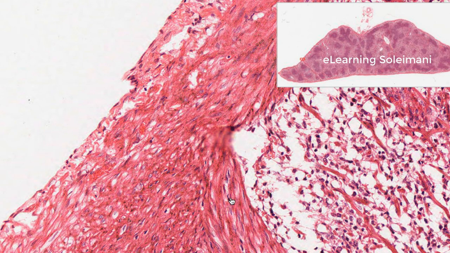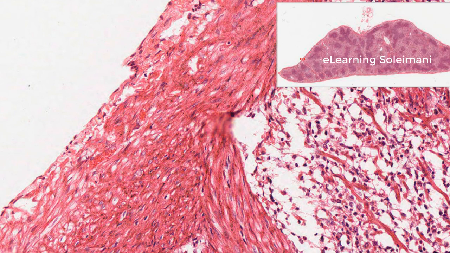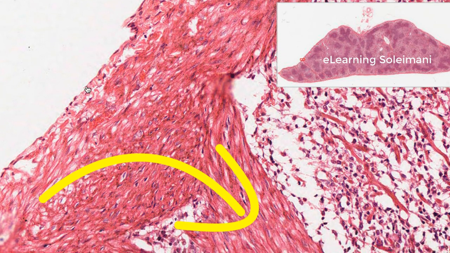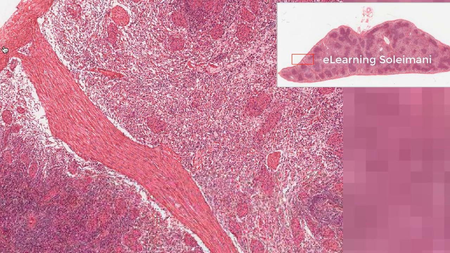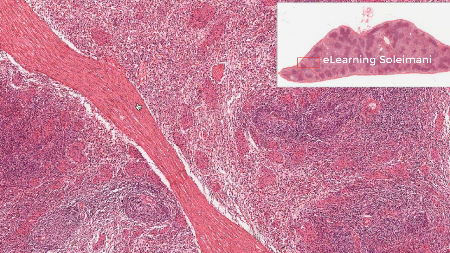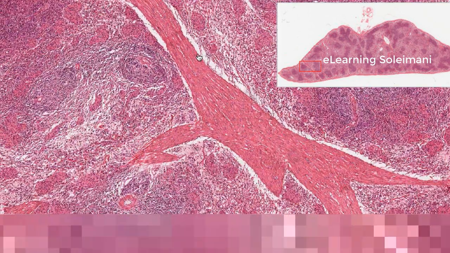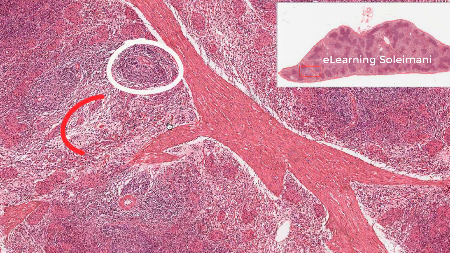From the capsule, connective tissue appendages called trabeculae enter the spleen and support the stroma of the spleen. The spleen's stroma is made from reticular tissue. In this reticular tissue, we see the white and red pulps.